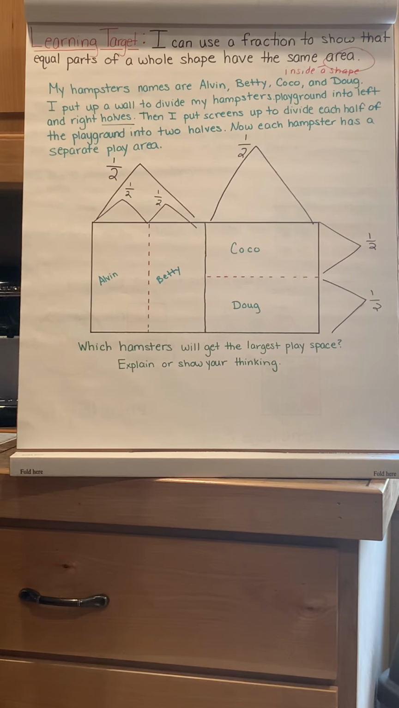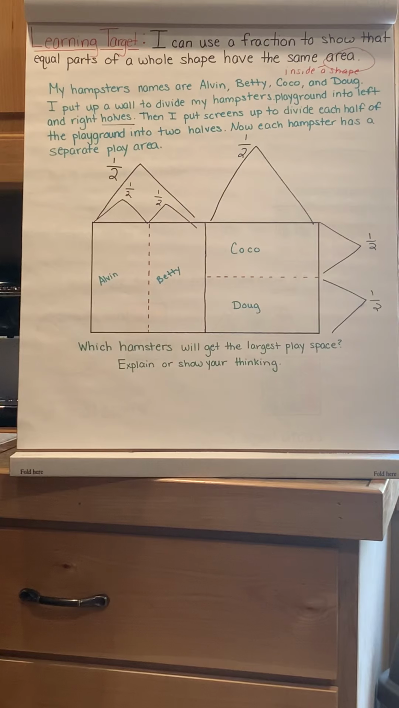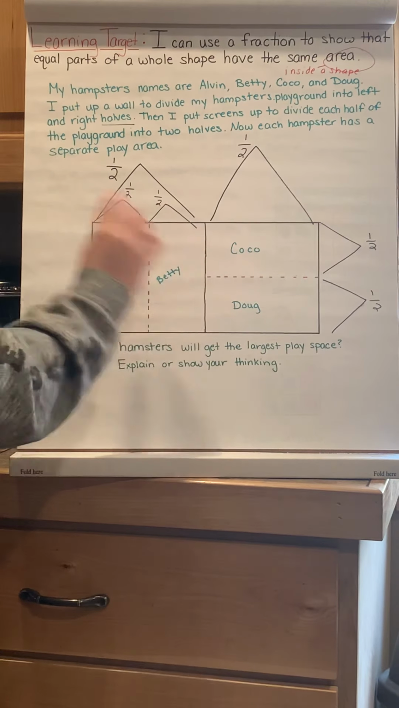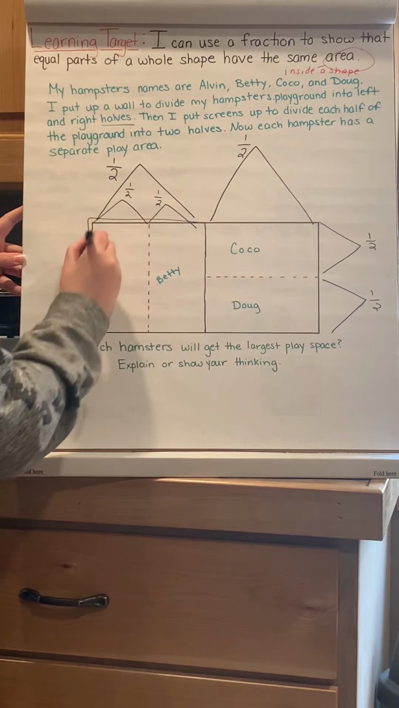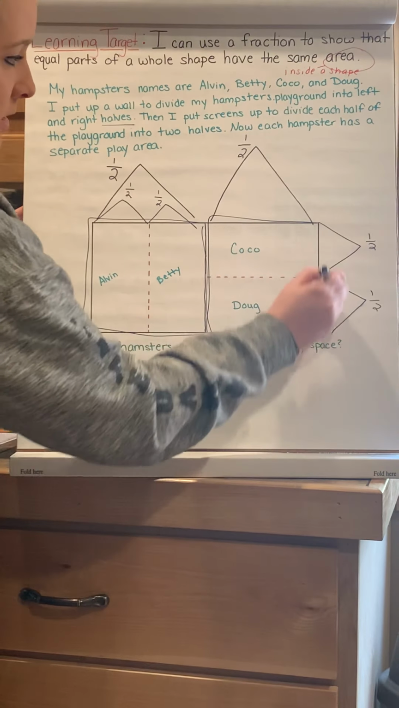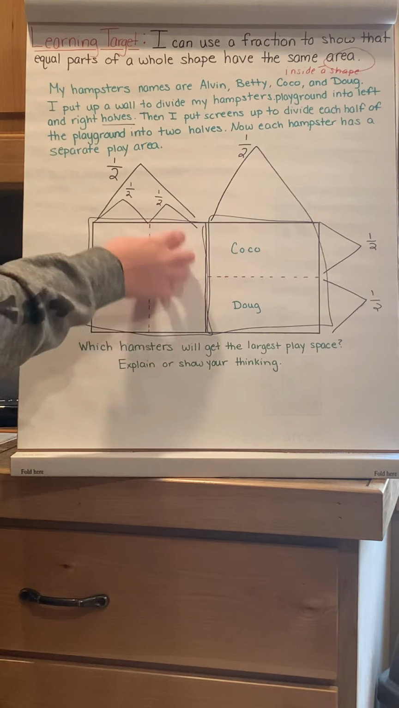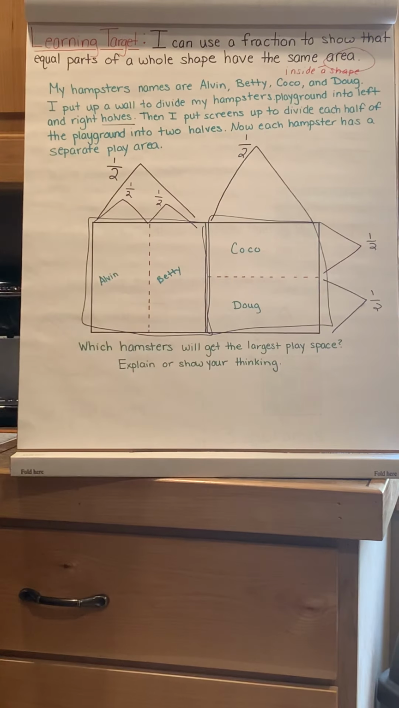So now I'm going to think to myself, it says, which hamsters will get the largest play space? But I have to remember that this whole play area, I split it in half. So these right now, these two squares that I made, they both have the same area. They have the same amount of space because I split them equally in half.